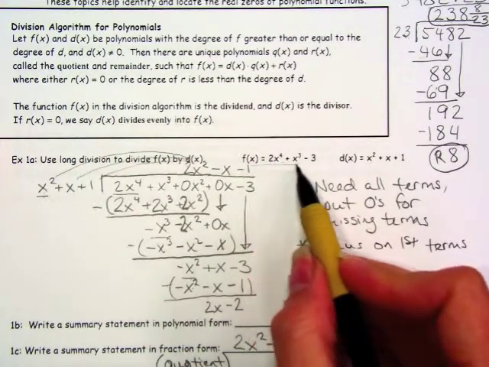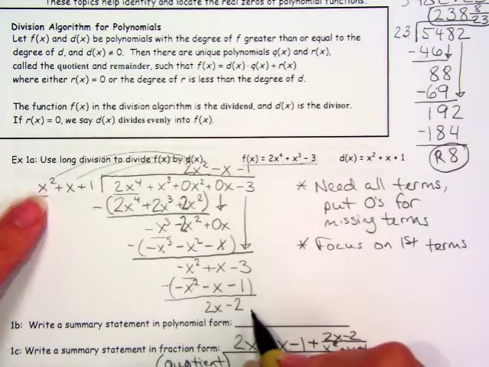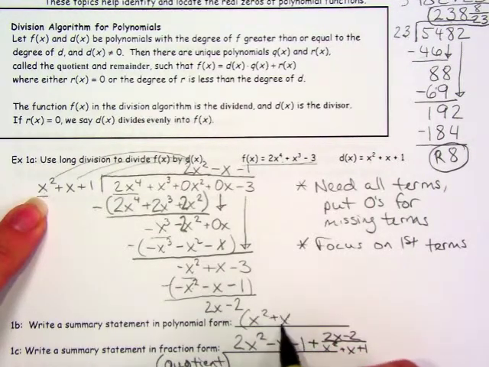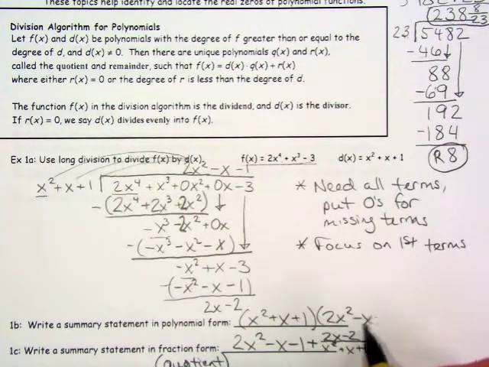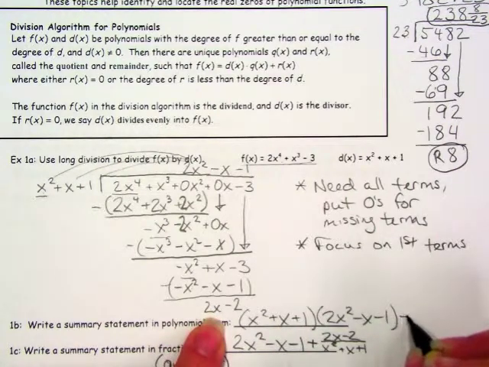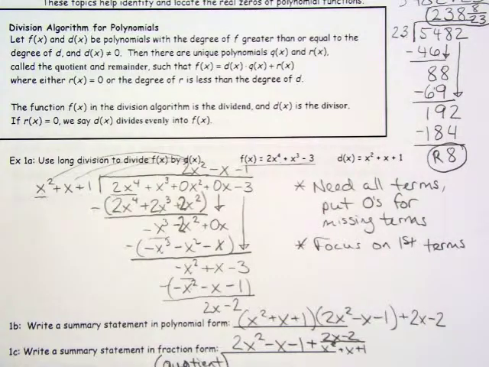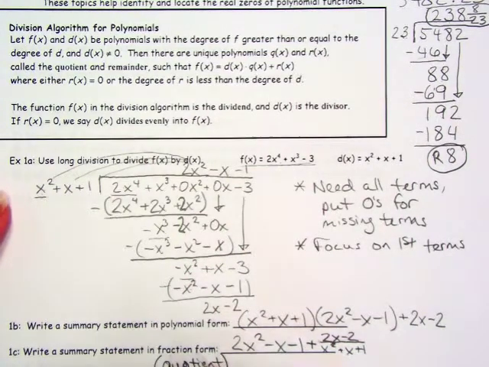This f of x can be written as the product of what I divided by, x squared plus x plus 1, times the answer I got, 2x squared minus x minus 1. And then, those two together aren't enough. They multiply close to what I want. But there's this remainder. So I need to add that remainder on. Okay, then if I were to multiply those two together and add that remainder in, I would actually get back to the original f of x. Okay, I might actually think of this as the factored form.